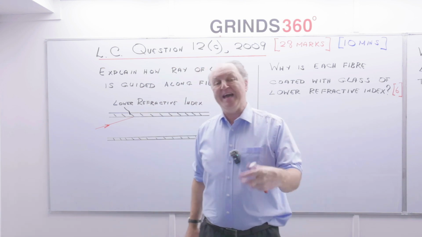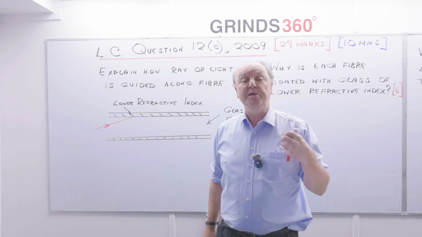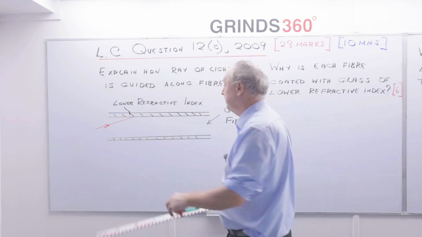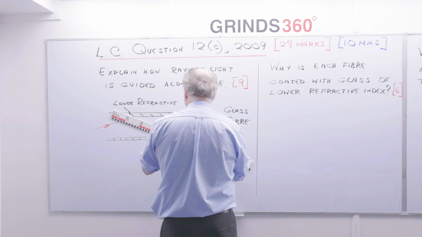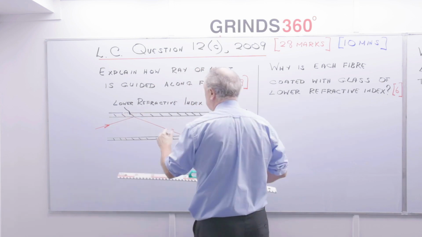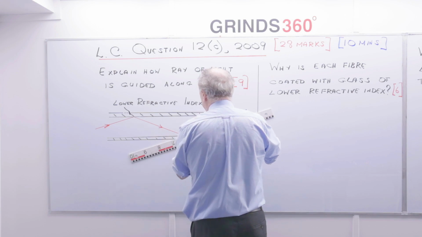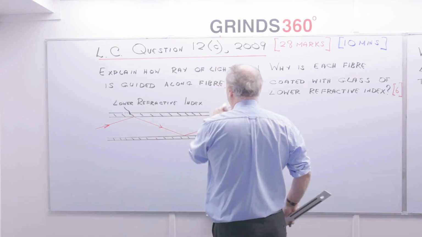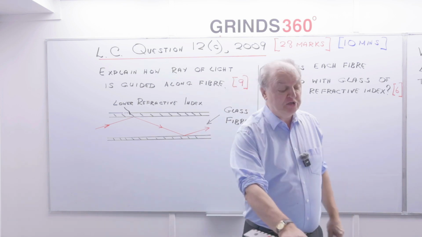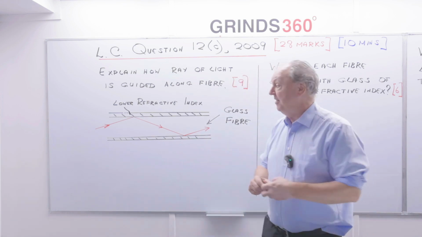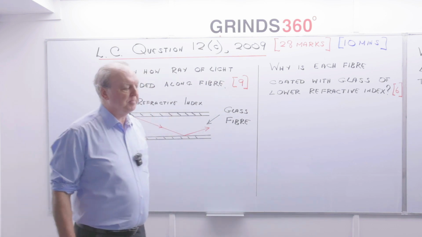And what happens when the angle of incidence is greater than the critical angle? You get what's called total internal reflection. So that ray of light will bounce down and it'll bounce along the fiber. So there's 9 marks for this question. We get 6 marks for actually drawing my diagram and showing that ray of light getting reflected at least once.